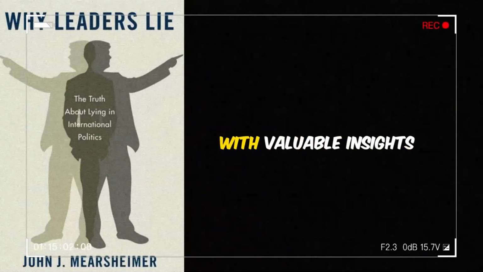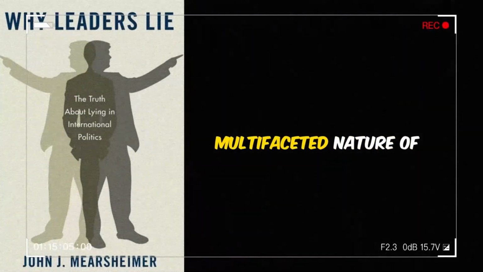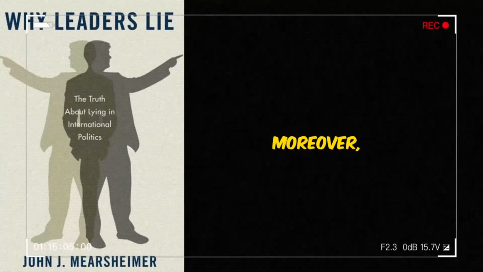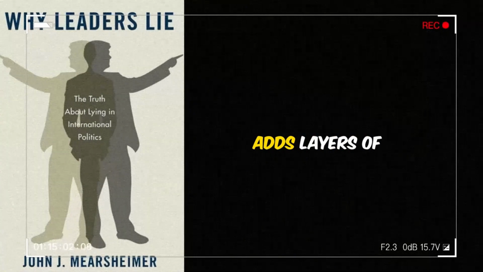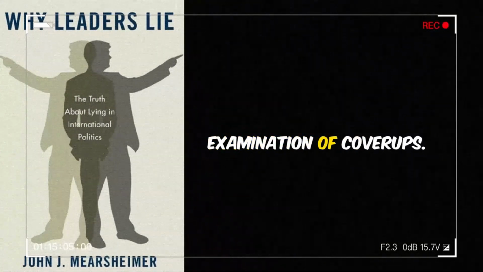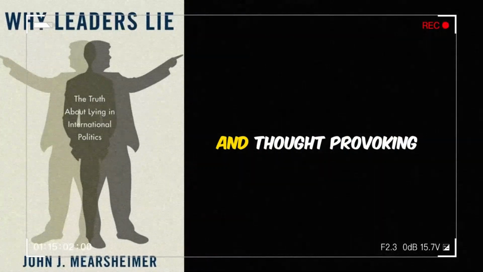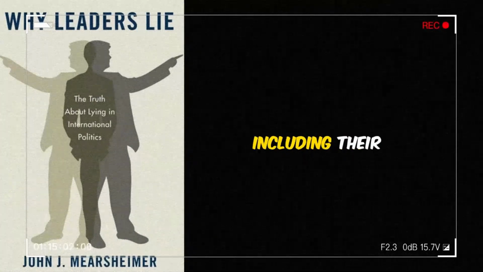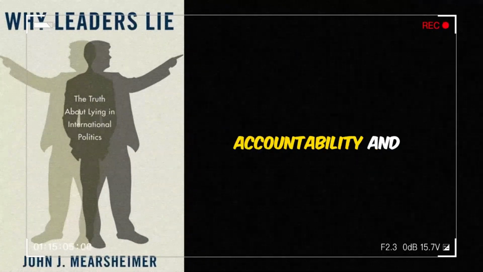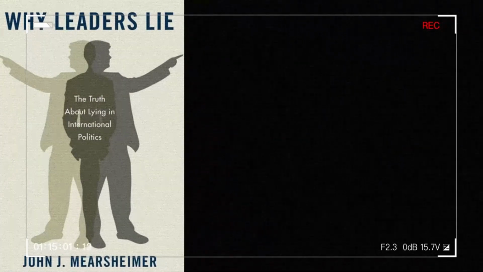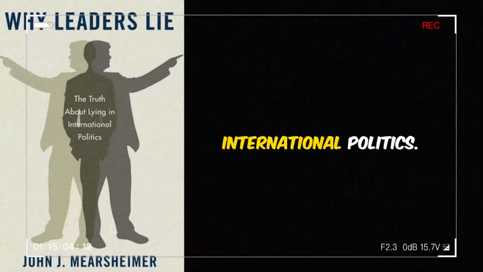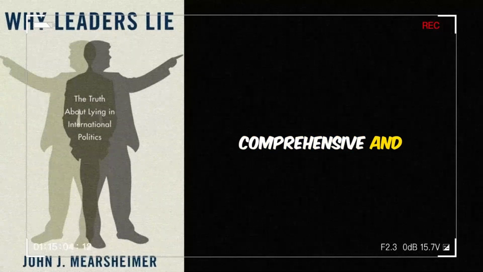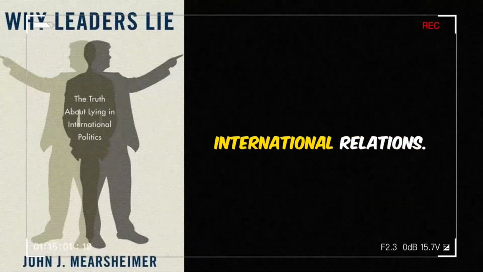They provide readers with valuable insights into the intricate and multifaceted nature of cover-up strategies and their profound implications. Moreover, the ethical dimension explored by Mearsheimer adds layers of complexity to the examination of cover-ups. The author raises vital and thought-provoking questions about the moral ramifications of leaders resorting to cover-ups, including their potential to erode transparency, accountability, and public trust, a crucial consideration in the realm of international politics. In summary, Chapter 5 equips readers with a comprehensive and nuanced understanding of strategic cover-ups in international relations.